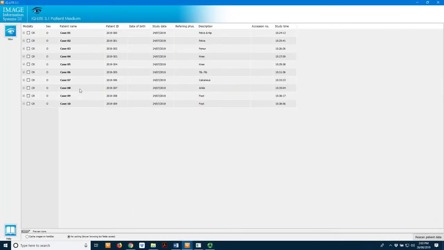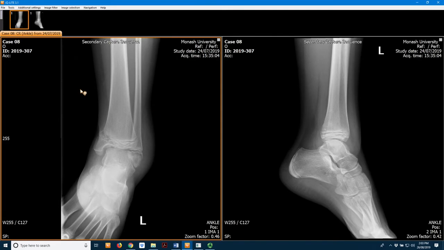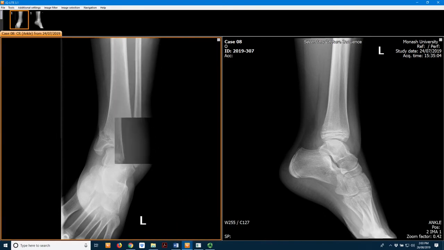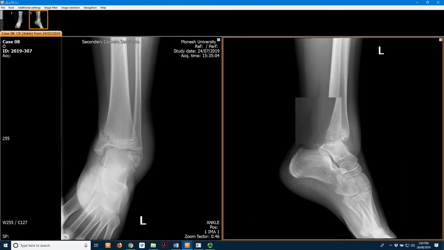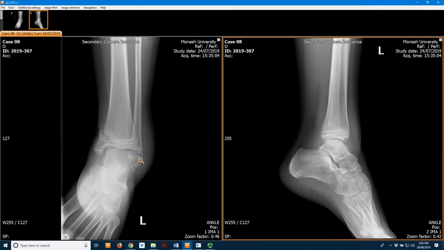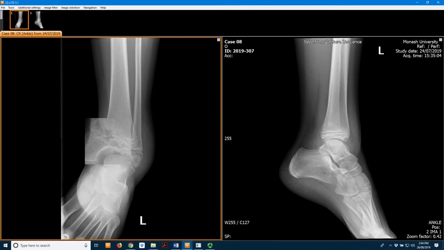Now for case 8. So this is a patient just with history of injury and gross swelling of the lateral malleolus. So if we look very carefully on the image, we can see the swelling on the lateral malleolus, and this is a fat pad as well. But when we look very carefully, the fracture is actually on the medial malleolus.